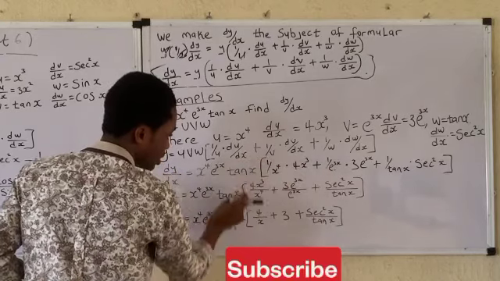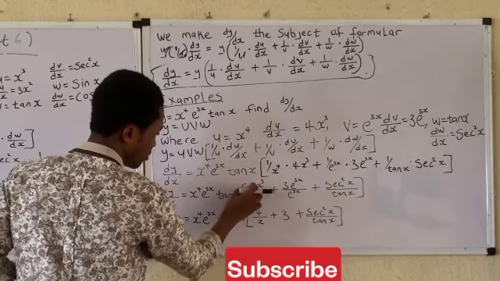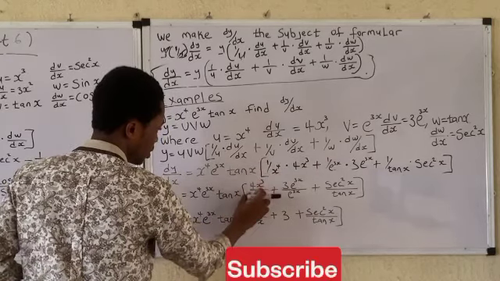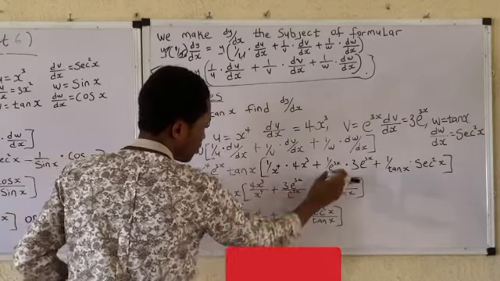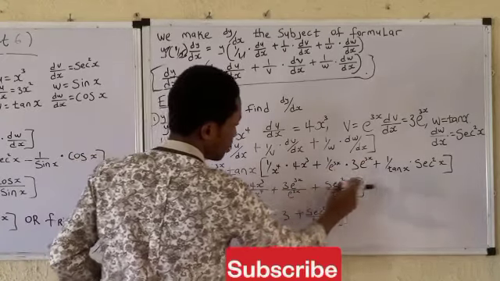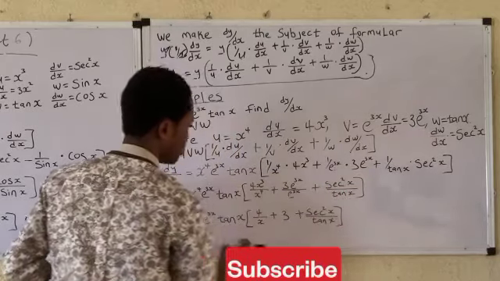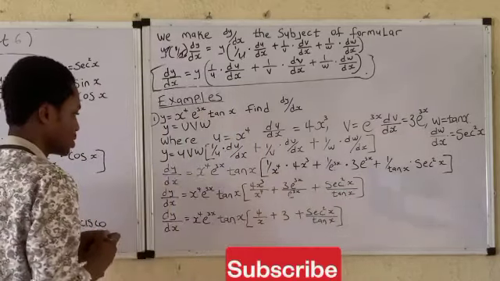4x to the third power times 1 gives us 4x to the power of 3 all over 4. You see, plus this one times 1 gives us 1 all over exponential 3x, plus this sec square x times 1 gives us sec square x all over tan. This is how we arrive at this place.